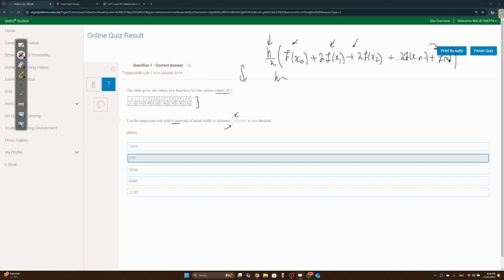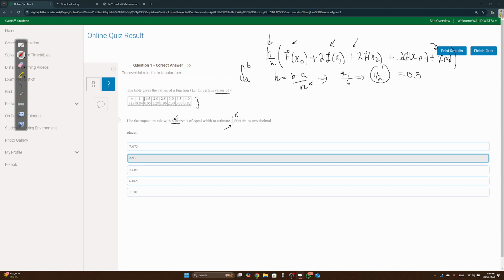For any integral a to b, it's b minus a over n, n being the amount of subintervals. In this case it's 6, so b minus a over n is 4 minus 1 over 6, so it's going to be 1 over 2. In decimal form it's 0.5, so we can just plug this all in.